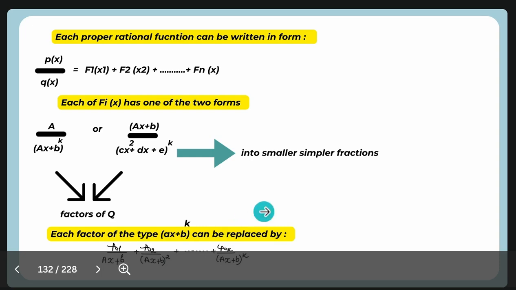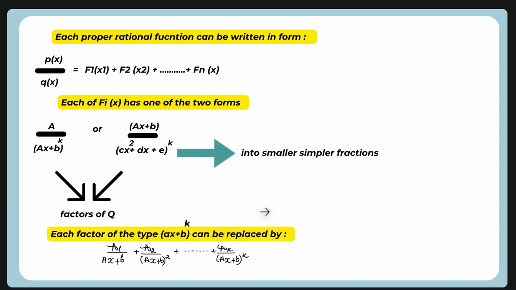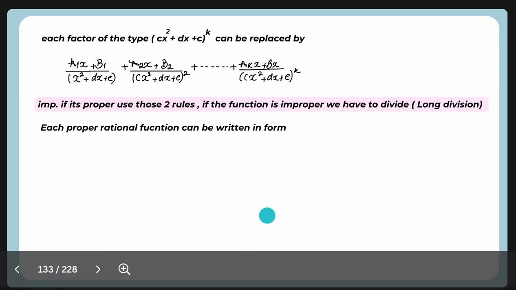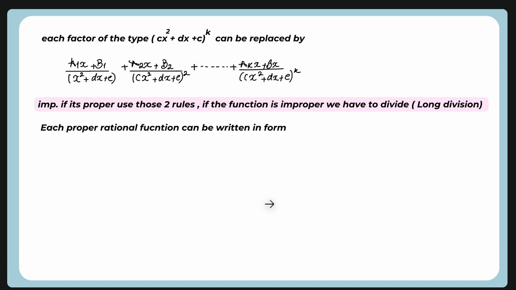In this form, you have to write, first of all, your a1 over ax plus b, then your a2 over ax plus b squared, plus so on and so forth. For example, your a3 over ax plus b cubed, plus your ak divided by ax plus b to the power of k. Then each factor of the type cx squared plus dx plus e to the power of k can be replaced by a1x plus b1 over cx squared plus dx plus e, plus the second part, which is a2x plus b2 over cx squared plus dx plus e, all of this squared, plus so on up to akx plus bk over cx squared plus dx plus e to the power of k.